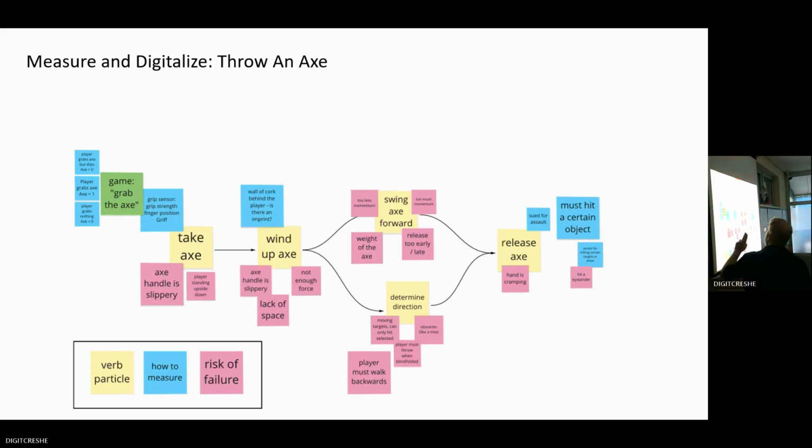Here is a suggestion how to measure grabbing the X with a grip sensor that measures strength, and to evaluate: the player grabs the X but it slips, 0 points. Player grabs the X, 1 point. If the player grabs nothing, 0 points. Simple example, but you can imagine how to scale this up.